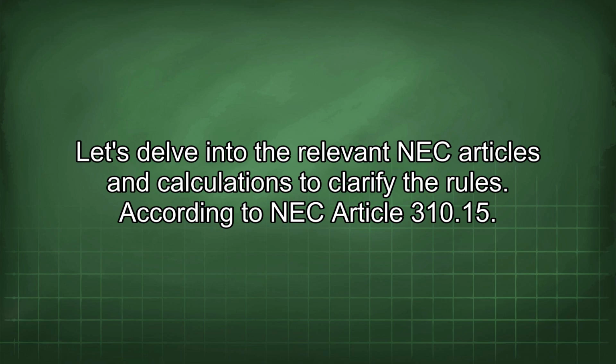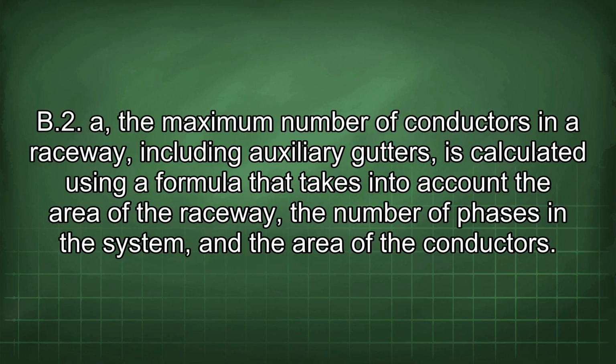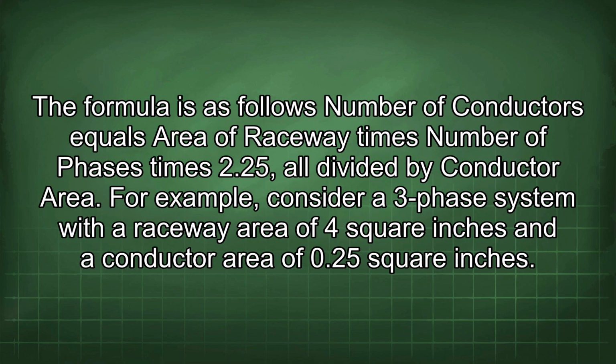According to NEC Article 310.15, the maximum number of conductors in a raceway, including auxiliary gutters, is calculated using a formula that takes into account the area of the raceway, the number of phases in the system, and the area of the conductors. The formula is as follows: number of conductors equals area of raceway times number of phases times 2.25, all divided by conductor area. For example, consider a three-phase system with a raceway area of 4 square inches and a conductor area of 0.25 square inches.